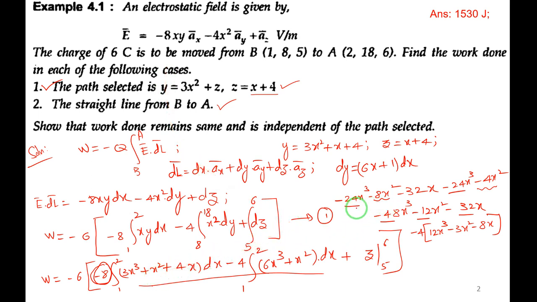8 3 24. This is fine. Minus 8x square minus 32 minus 24x cube minus 4x square. This is fine. Minus 48x cube minus 12x square minus 32x, minus 4 is taken out. Here it's a mistake, I think.